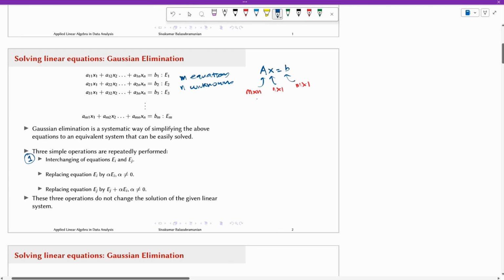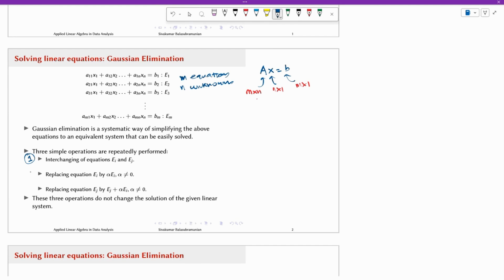Interchange of equations. So you can change equation I. The positions of the equations don't matter. What I'm calling equation 1 could very well be equation 23. You can switch the order in which you write down the equations, and the solutions will remain the same, which is obvious, right? It doesn't matter whether I write the last equation first or the first equation last.